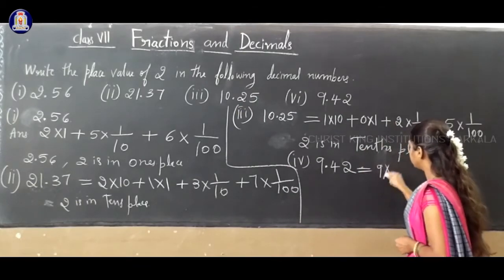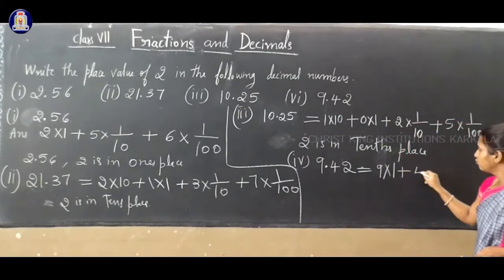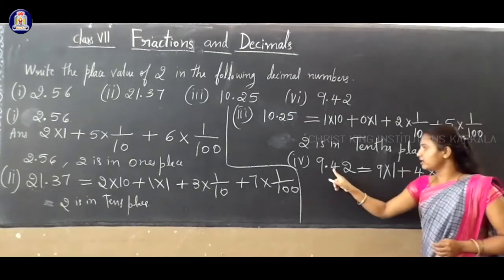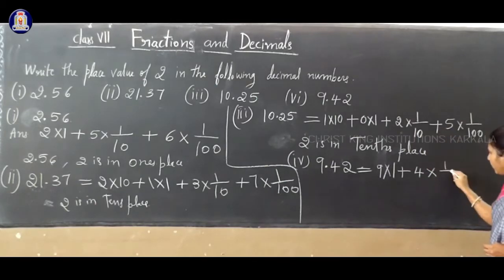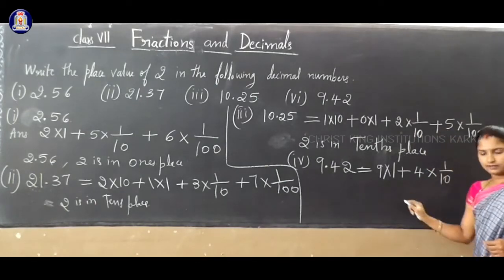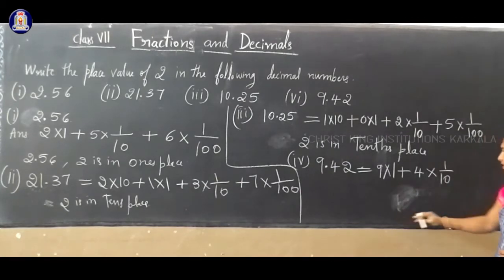9 is in ones place. So 9 into 1, plus 4 after the decimal point. The next number is 4, which is 4 into 1 by 10. It's the tens place, correct? Next, 2 is in the hundreds place, so we can write 2 into 1 by 100.